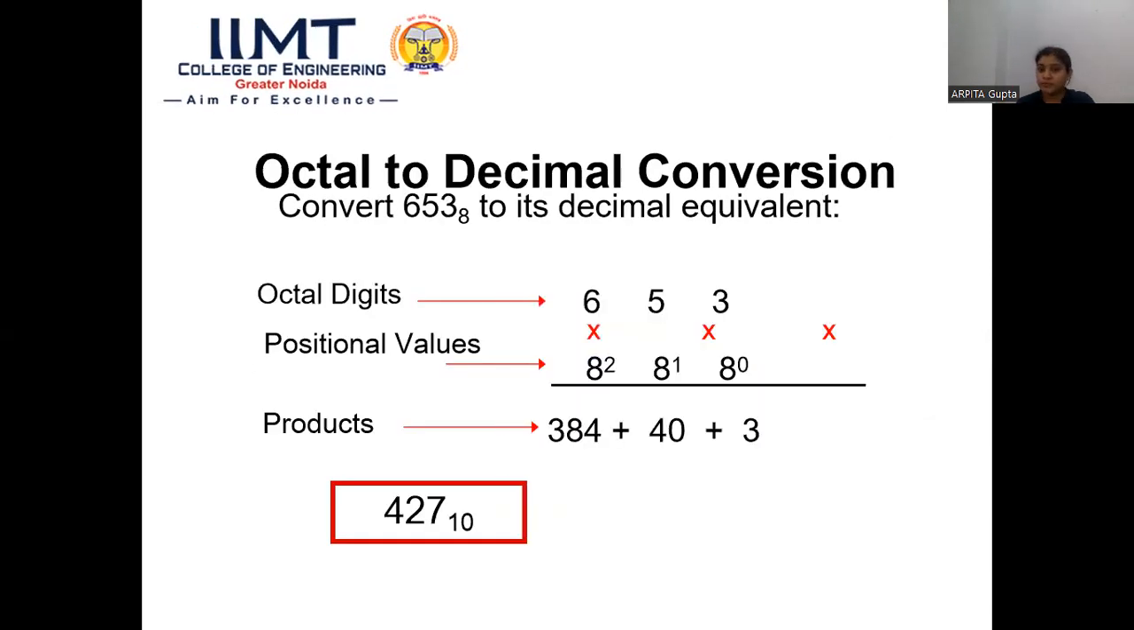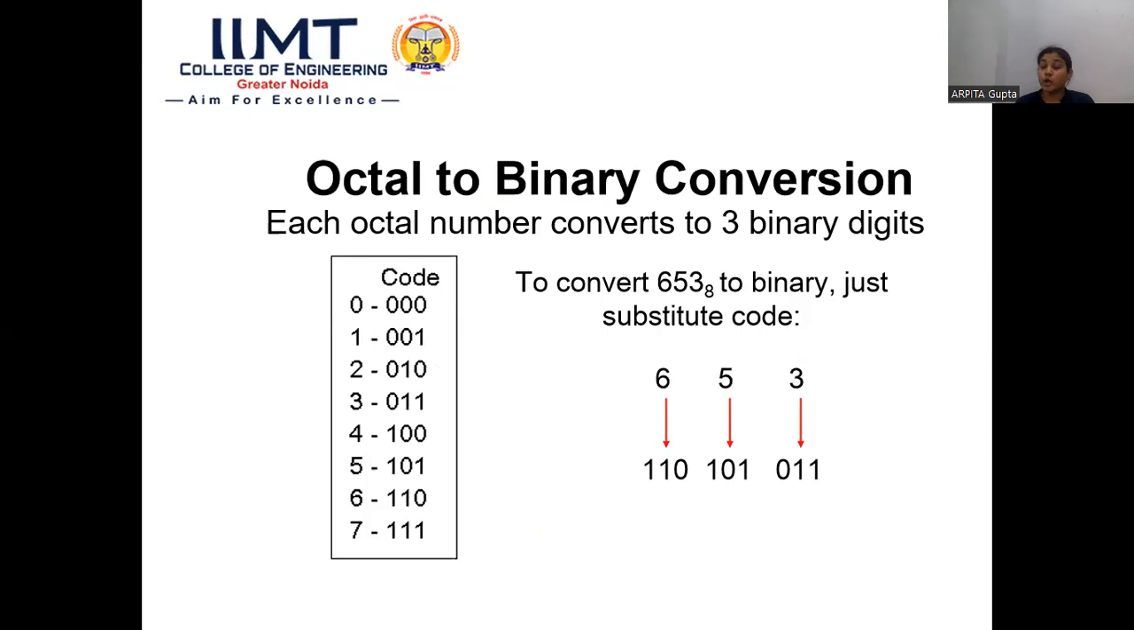Now, octal to decimal conversion. Again we use the multiplication algorithm with the increasing power of base 8, and then add up all the products and we get the answer. And for octal to binary conversion, it is easy: convert the octal number by substituting the codes. Like we write 6 as 110, 5 as 101, 3 as 011, and then group all and write it as base 2.